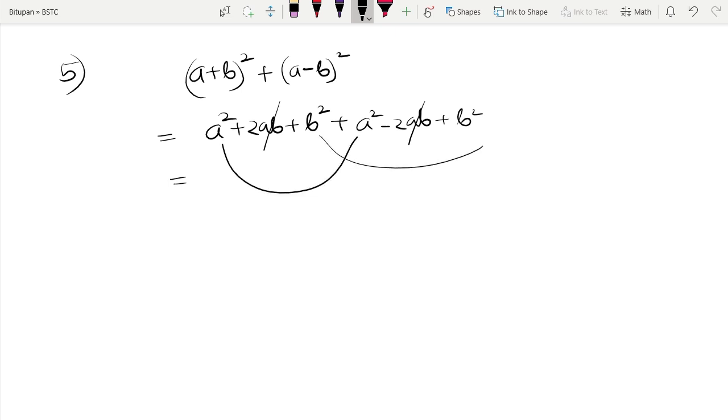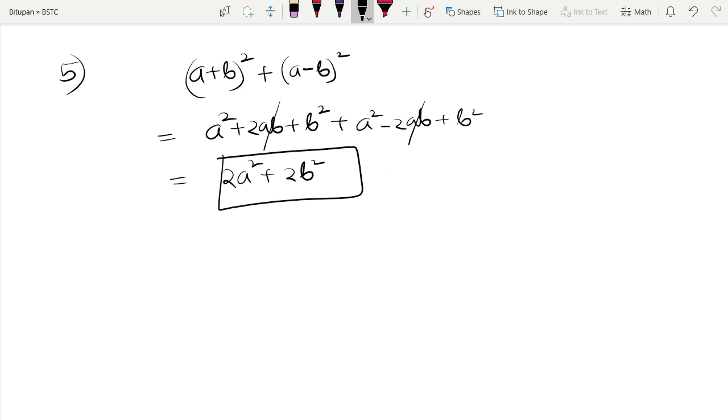A both are same, B both are same, so I can add them. A square plus A square is twice A square, B square plus B square is twice B square. Either you can keep the answer like this, or you can write 2 into A square plus B square by taking 2 as common. Both ways you are right, both ways you will get marks.